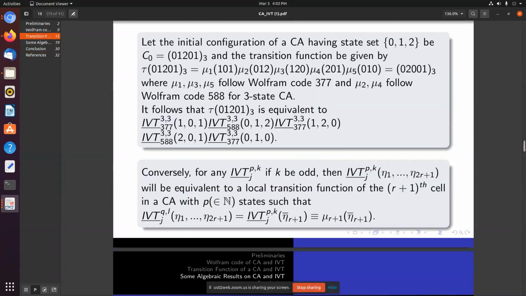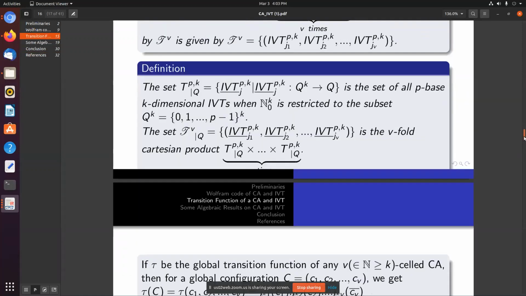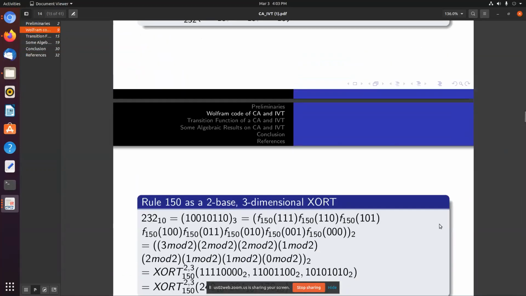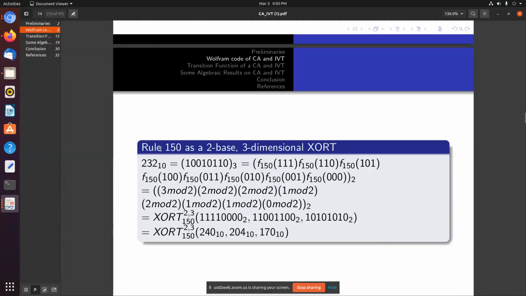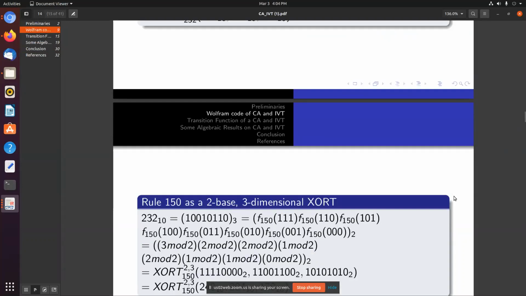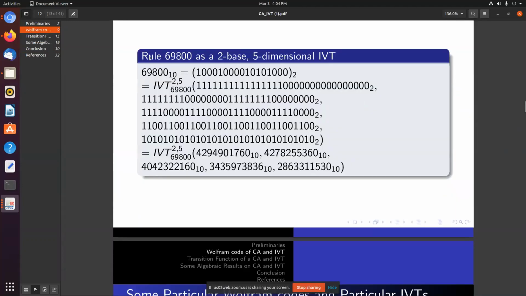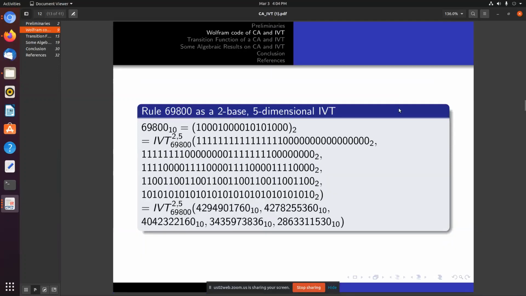So that is a special IVT I mentioned. Rule 150 is a linear CA that can be represented by exclusive or transformations. Exclusive or transformations are a subset of integral value transformations. Any Wolfram code, see, this is a generalized rule 69800. This is a generalized Wolfram code, not even an elementary CA. So we can represent this also by an IVT. So any CA can be represented by an IVT.